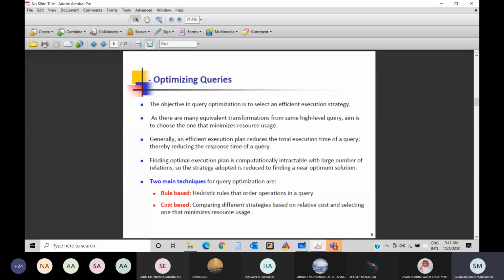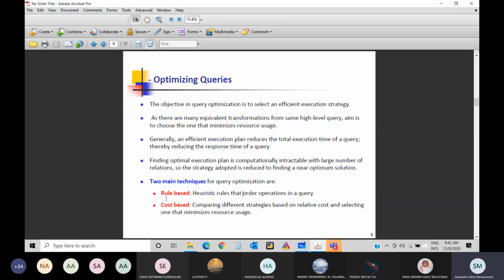So what they will do is they will use heuristics, which is called rule-based, and they will also use cost-based. They will combine these two, and then they will execute after that. So they will choose an execution plan for you quickly, but it's not going to be the best one. It's going to be a suboptimal one. So they use these two techniques: rule-based and cost-based.